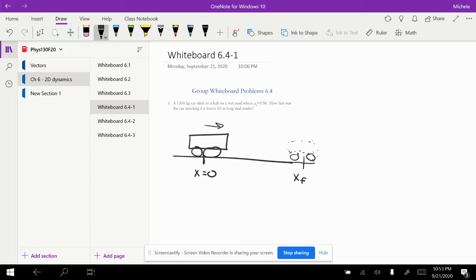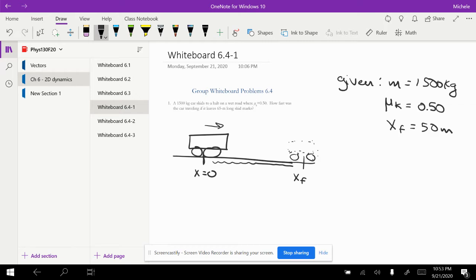So let's write our givens and finds. We're given that the mass of the car is equal to 1,500 kilograms, that mu k is equal to 0.50, and it says that there's 65-meter long skid marks. So that means the car is going at a certain speed here at the start, and then it goes all the way to an x final position, and there are skid marks on the road from here all the way to here. And so that means our x final is going to equal 50 meters. So that's the first thing we want to do with our pictures.